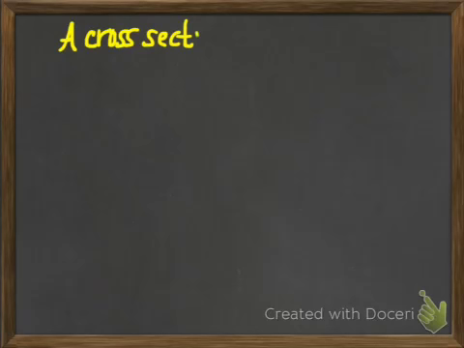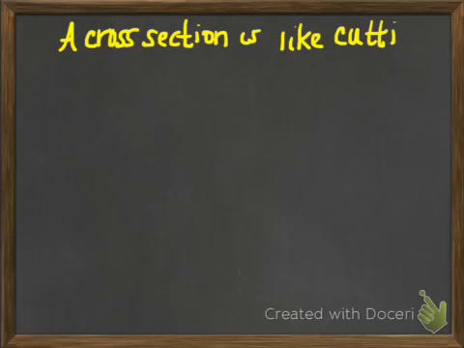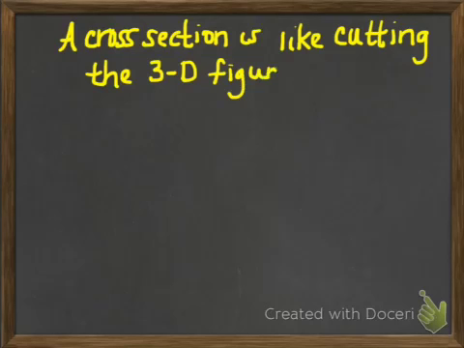A cross section of the tetrahedron is a lot like cutting the 3-dimensional figure, just basically slicing it.